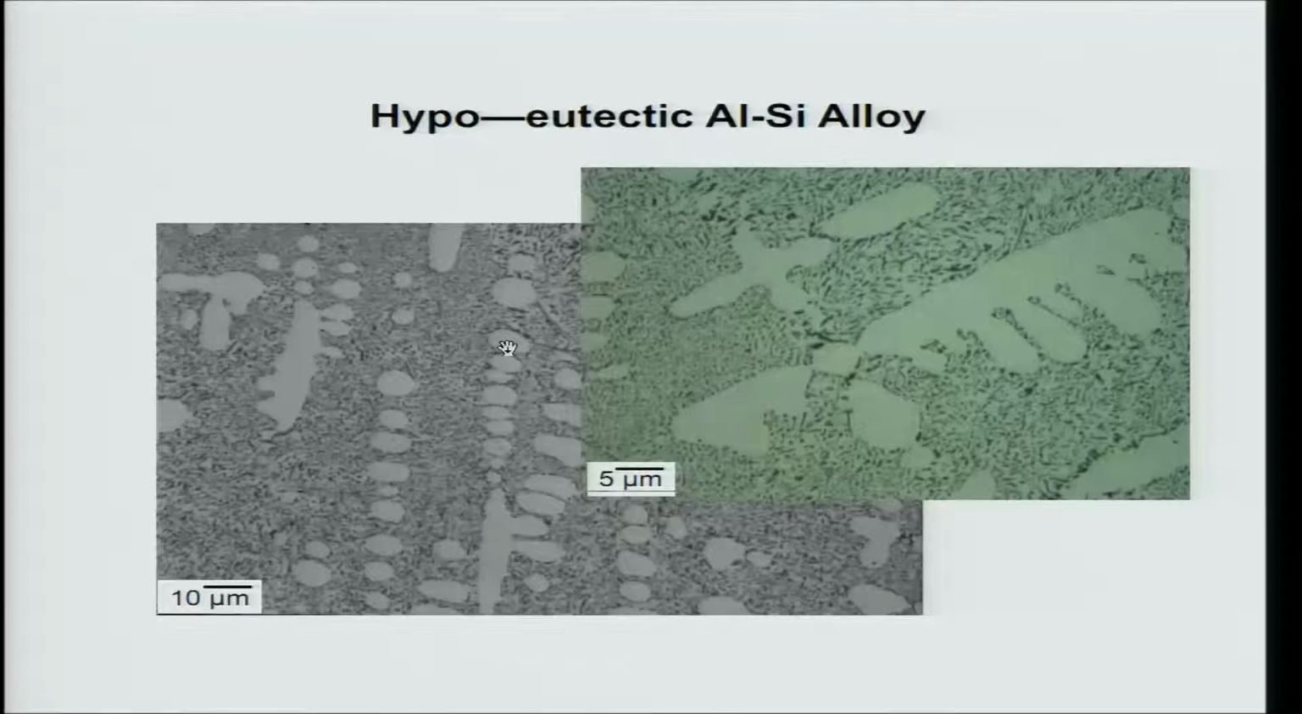hypo-eutectic aluminum-silicon alloys are used extensively in engine blocks of cars. You will have aluminum dendrites, and in between you will have eutectic. You can clearly see the aluminum dendrites here. A dendrite means a tree-like structure. It is like a tree. A tree has a trunk; you can see this is one trunk, then secondary trunks, and tertiary trunks are also possible. Then you have eutectic in between. I will come back to this.